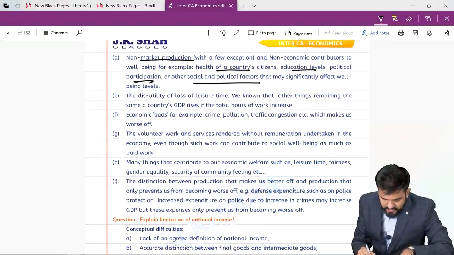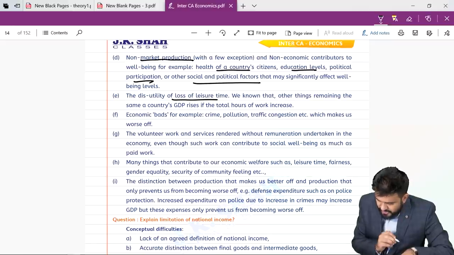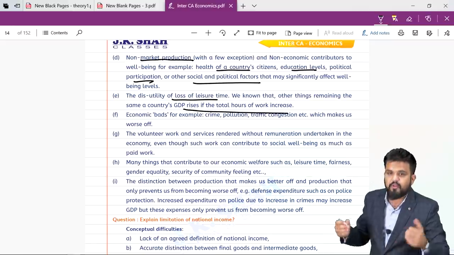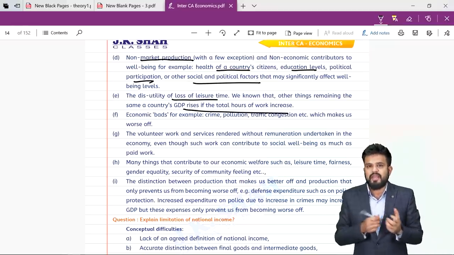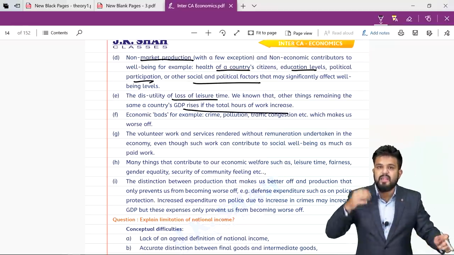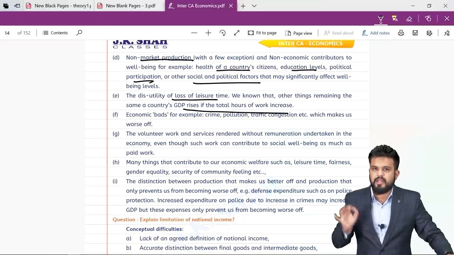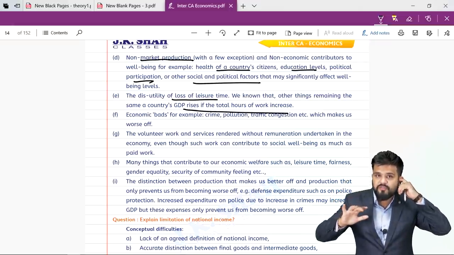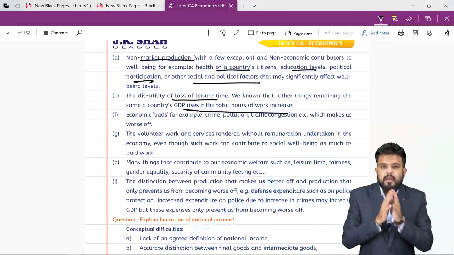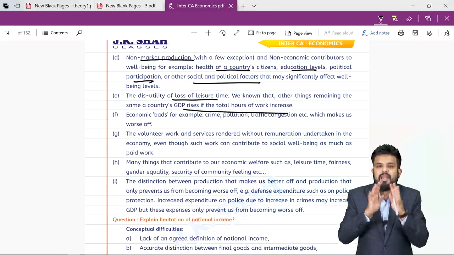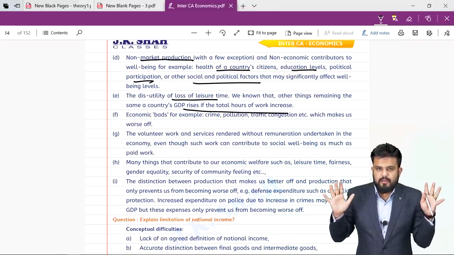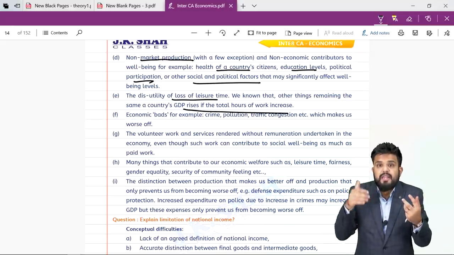Next, the utility of loss of leisure time. We know that other things remaining same, country's GDP rises as the total number of hours of work increases. See, logic is very simple. Leisure means relaxation. Leisure means to stay back home, not to work, relax. So if there is more of such leisure activities, people will be happy. People will have a good family time. People will enjoy. Productivity may rise the next day.